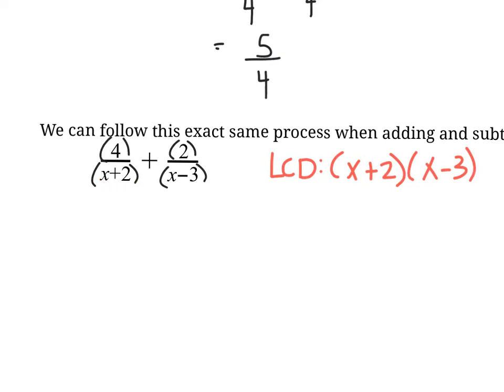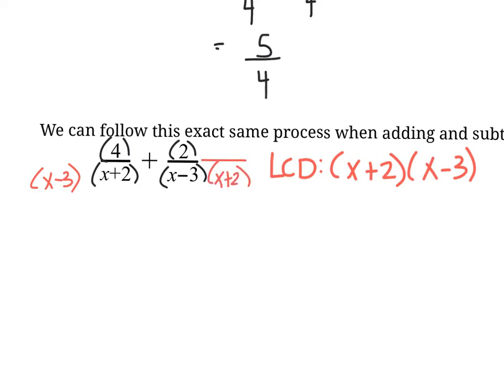So this guy here already has an x plus 2. We need to multiply by x minus 3. So I'm going to multiply this denominator by x minus 3. What does this guy have to be multiplied by? It's missing the x plus 2. So I'm going to multiply this guy by x plus 2.